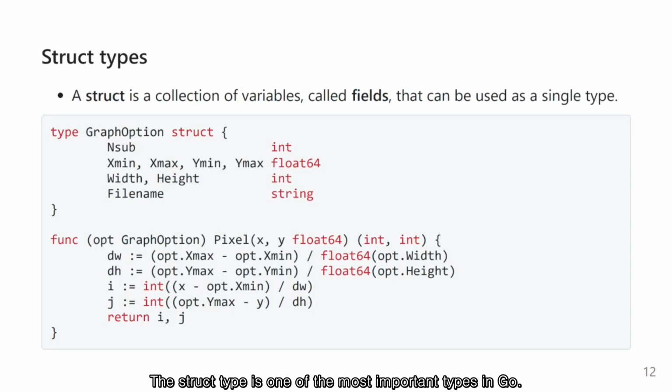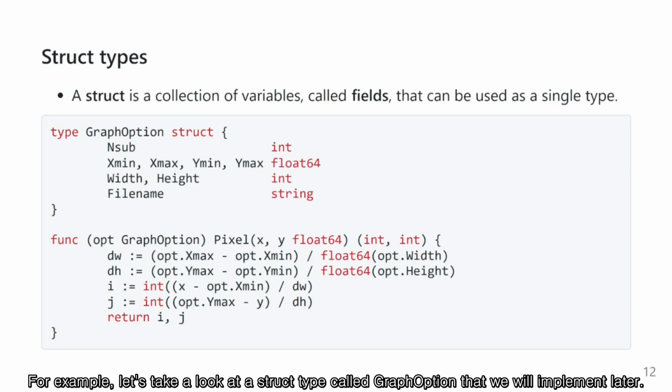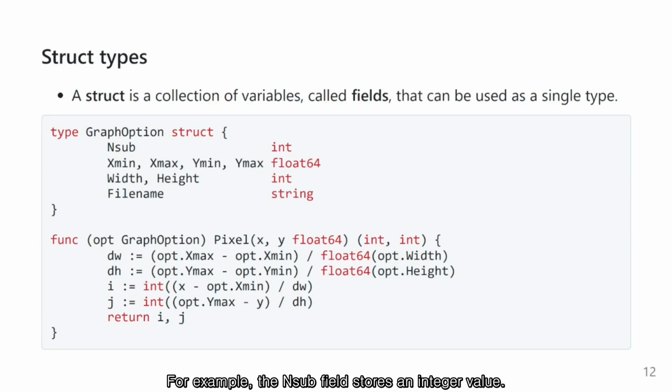Now, the struct type is one of the most important types in Go. A struct type is a type that groups several variables together. Each variable defined within it is called a field. For example, let's take a look at the struct type called GraphOptions that will be implemented later. Below is the code to declare it. GraphOptions is the name of this struct type. Struct declares that this is a struct type. The code that follows provides information about the fields of this struct type. For example, the nsub field stores an integer value. Next, xmin, xmax, ymin, and ymax store values of the float64 type.